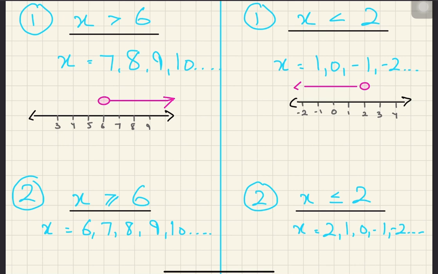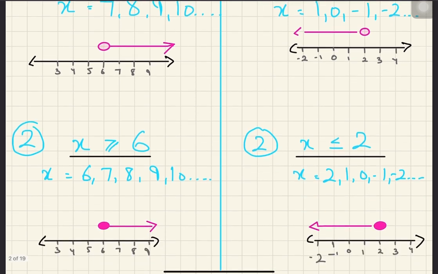Now x is lesser than 2. Lesser than 2 means that the values of x are lesser than 2. So that means 1, 0, minus 1, minus 2, and so on. So I'll draw a hollow circle over here, and on the left hand side there is an arrow over here. And why a hollow circle? Because 2 is not included.